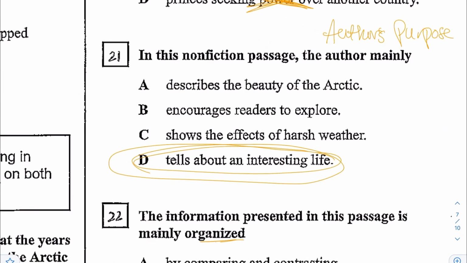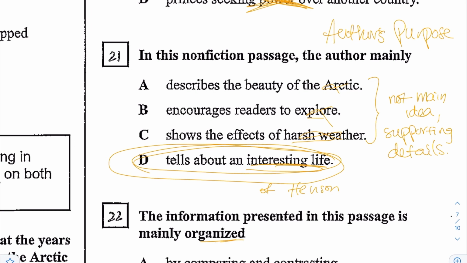It doesn't focus. The author did describe the Arctic and talk about harsh weather and talk about exploring, but this wasn't the main idea. These were all supporting details on this person's life. So it talks about the interesting life of Henson from his childhood to his end, when he reached the Arctic, and also where he's buried. So that's the author's purpose. For these questions, you have to think about the passage as a whole and think about why the author writes this piece.